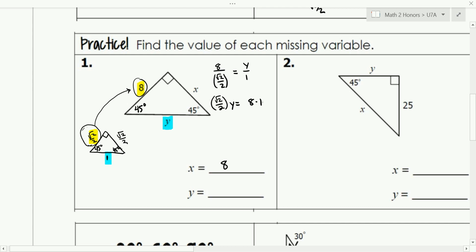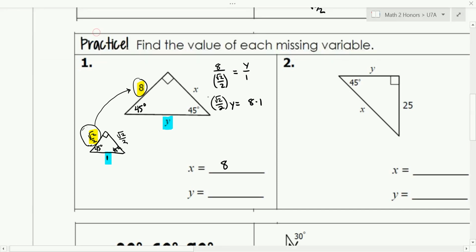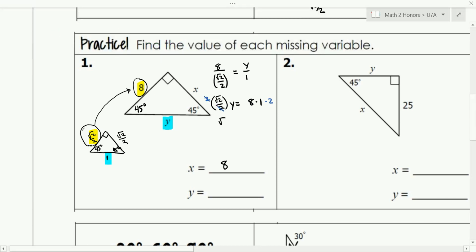I'm going to get rid of my fractions, so I'm going to multiply both sides by 2, because that's my denominator. So if I multiply both sides by 2, I can reduce that fraction there. And I get root 2 times y is 16. And then I'm going to have to divide by root 2.